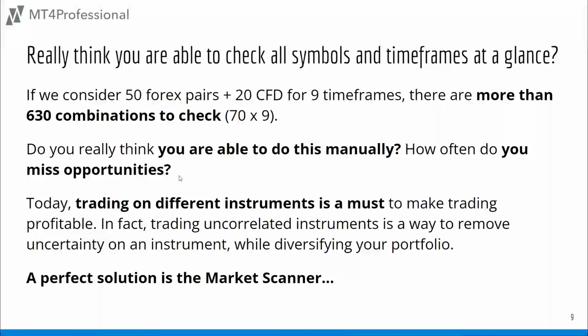But how often do you think you miss an opportunity if there are that many symbols to check all the time? Now, if you have a short basket of symbols, that's one thing, maybe 2, 3 symbols, but you're missing a lot of other opportunities, because today, if you're trading on different instruments, it's going to greatly increase your chances of finding profitable trades. Because trading uncorrelated instruments is a great way to remove uncertainty and to diversify your portfolio.